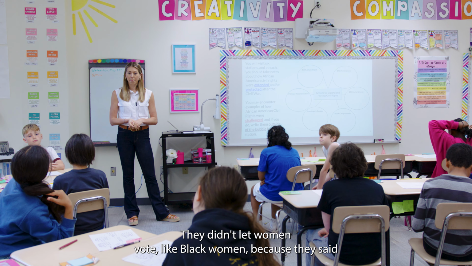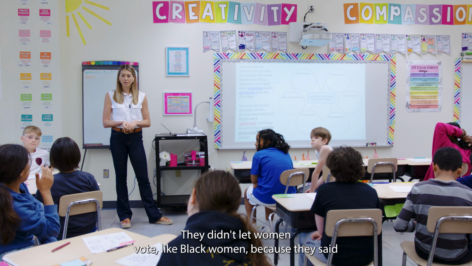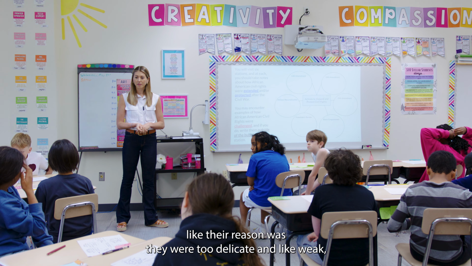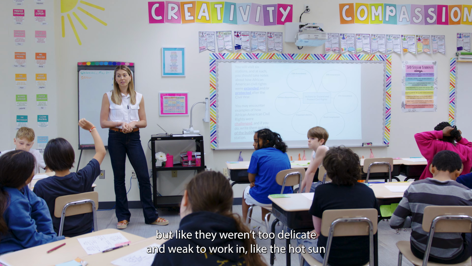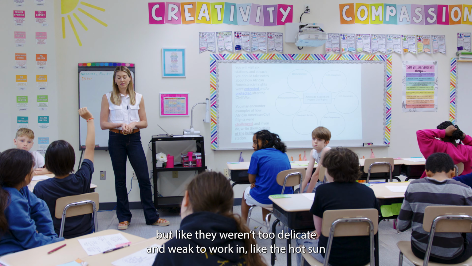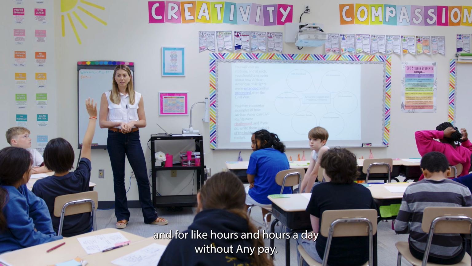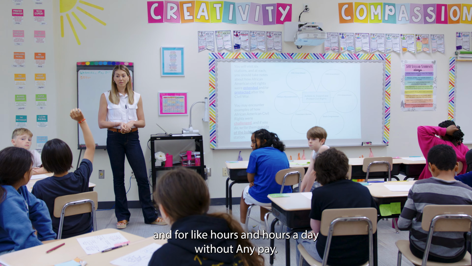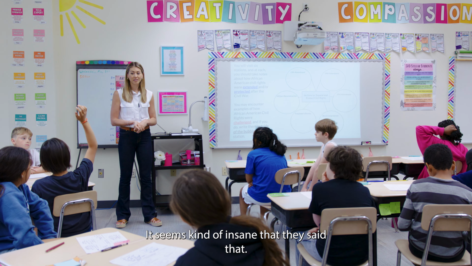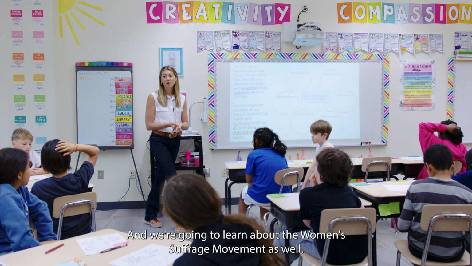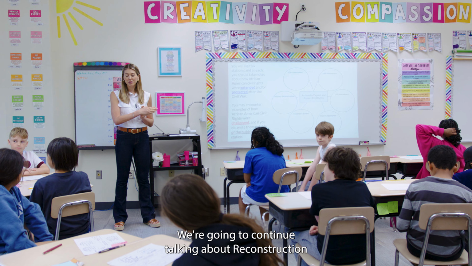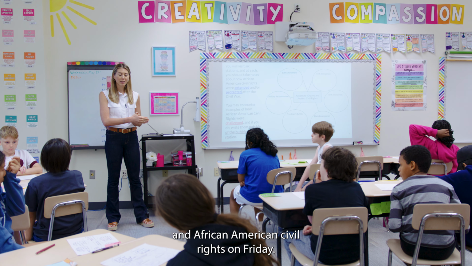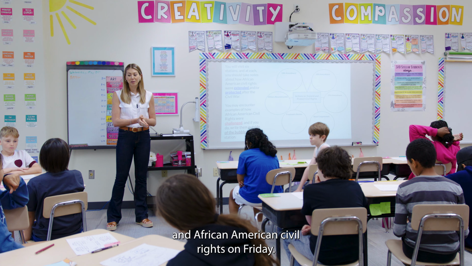Emery? They didn't let women vote, like Black women, especially because they said their reason was they were too delicate and weak, but they weren't too delicate and weak to work in the hot sun for hours and hours a day without any pay. It seems kind of insane that they said that. I agree. And we're going to learn about the women's suffrage movement as well. Wonderful work. We're going to continue talking about Reconstruction and African American civil rights on Friday.